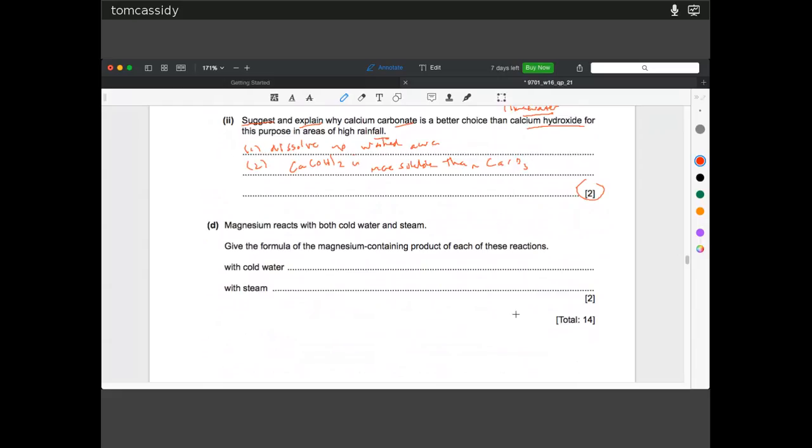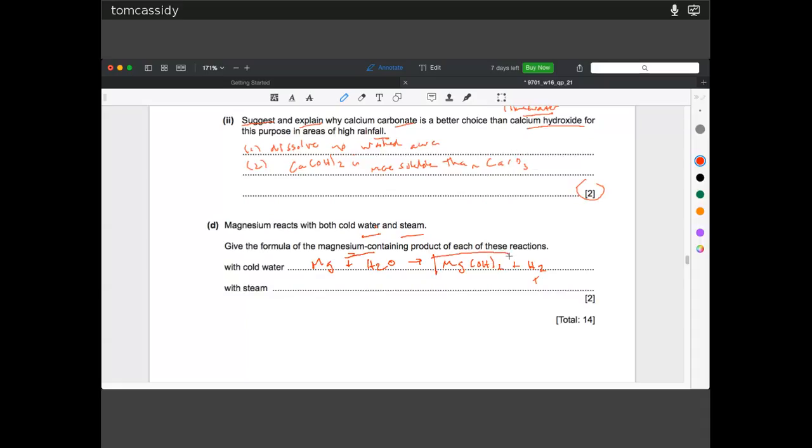Okay, finally, this is just testing kind of recall. You've got to know the reaction between magnesium metal with cold water and magnesium metal with steam. So first one, this is in cold water. You get magnesium hydroxide, 2 of those, plus hydrogen.